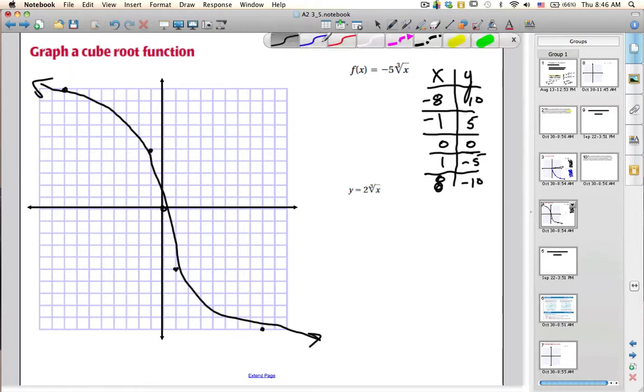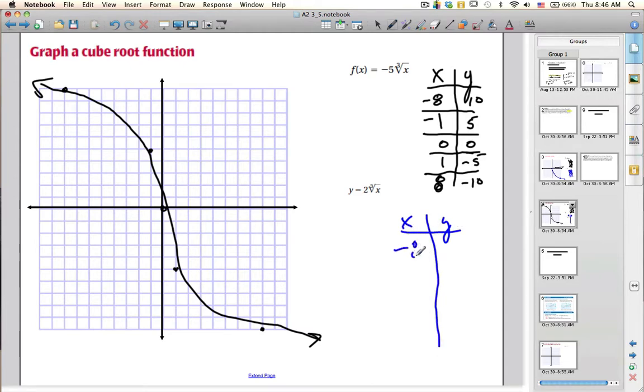And let's go ahead and graph the other one, and then we'll talk about the impact of the leading coefficient on this. So again, it's still a cube root function. Perfect cubes are still perfect cubes. I'm going to go ahead and pick the same inputs. That should make it easier for you to remember what to do. Then I go through and simplify this. The cube root of -8 is -2 times 2 is -4. Cube root of -1 is still -1 times 2 is -2, 0, 2, and 4.